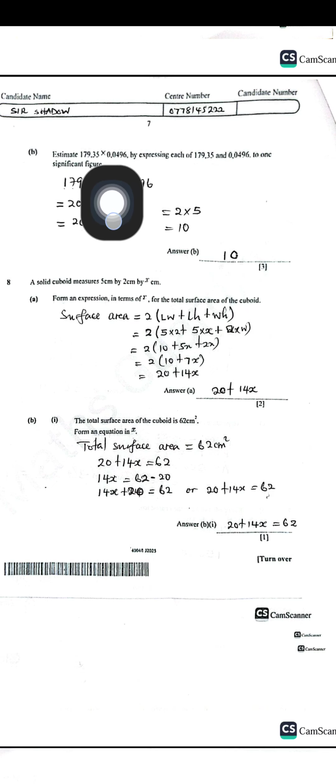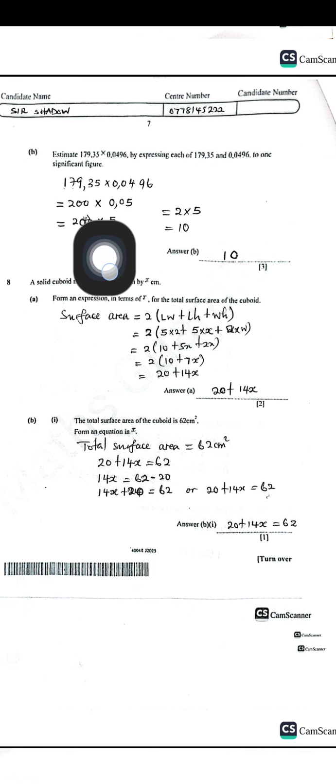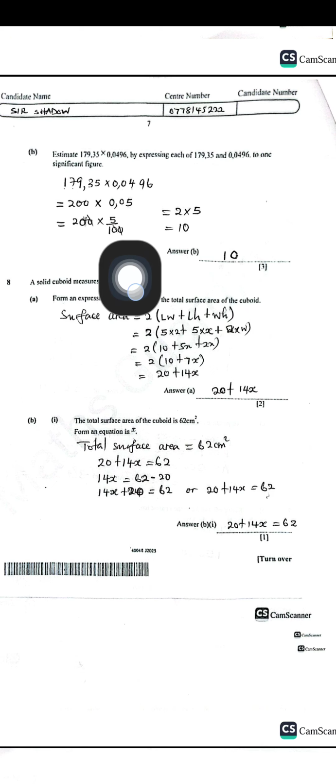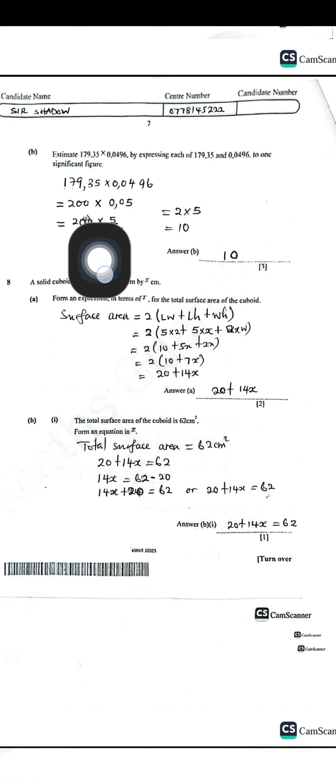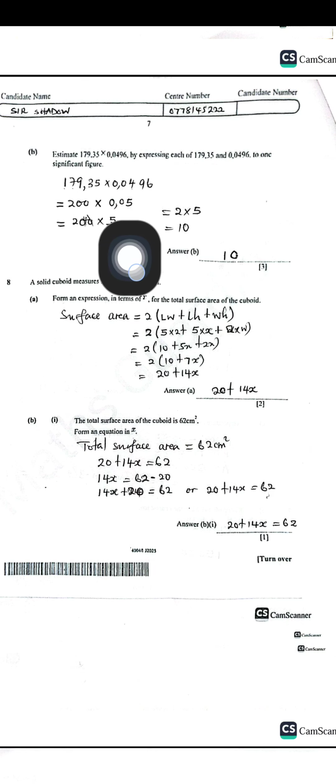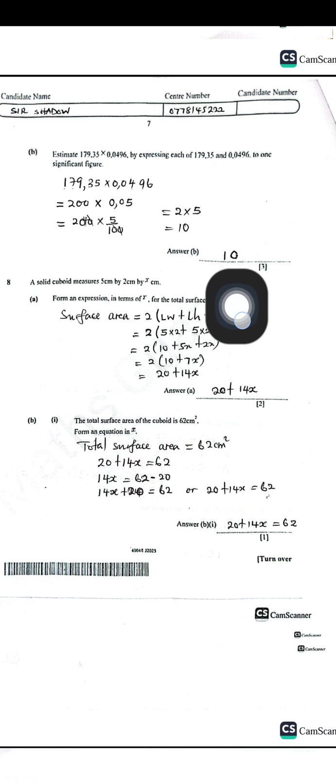0.05 can also be written as a fraction. We have two decimal places, two values just after the comma. So this fraction after the comma is over 100. So it is 5 over 100. So these two zeros, you cancel these two zeros. Getting 2 times 5, we get 10, right? 10 becomes the solution.